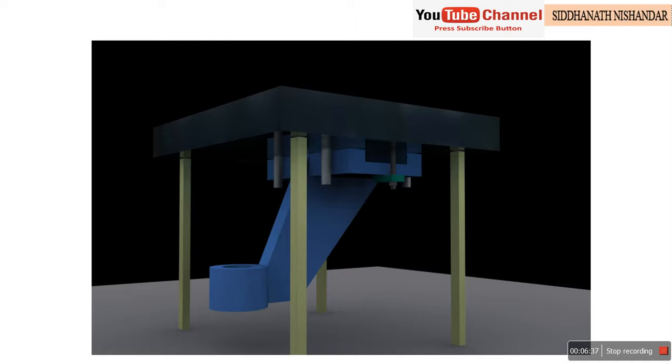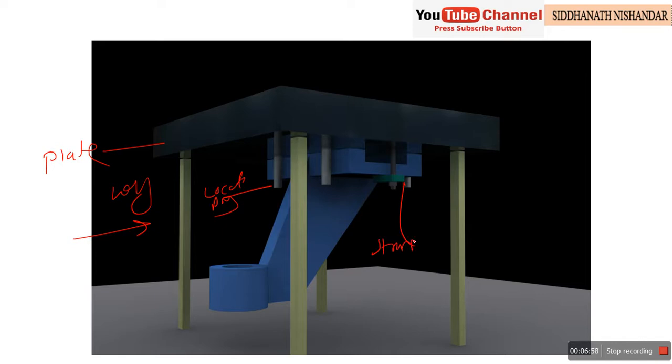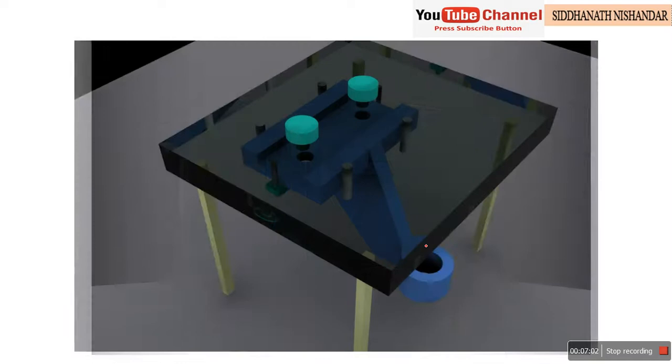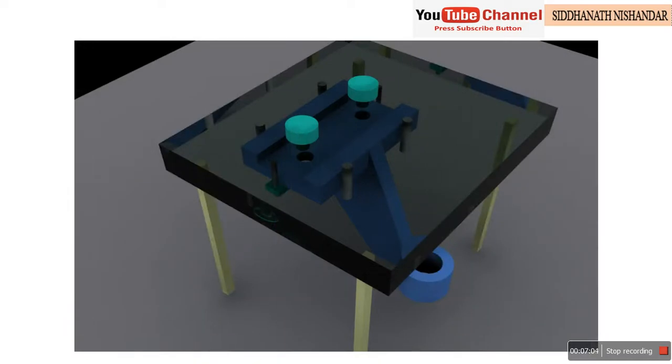This is a table jig, and you draw the view after turning the table over, how it looks. There are four legs, this is the plate, their legs, these are the locating pins, and this is the strap, simply a strap clamp. Also see the different angles. This is the bush.